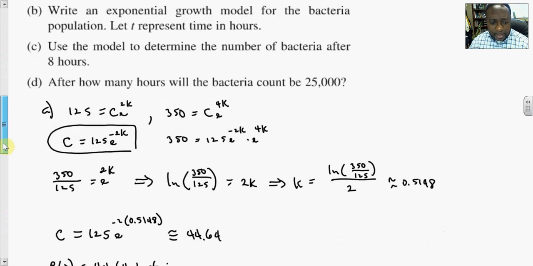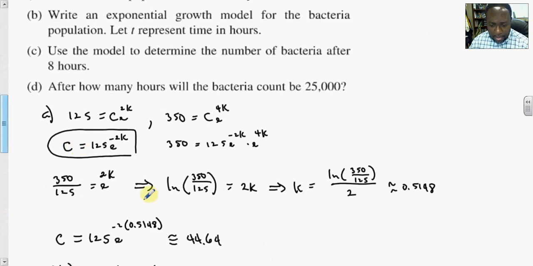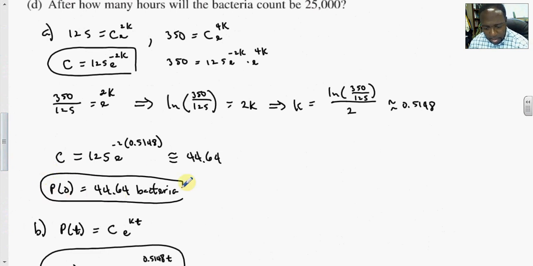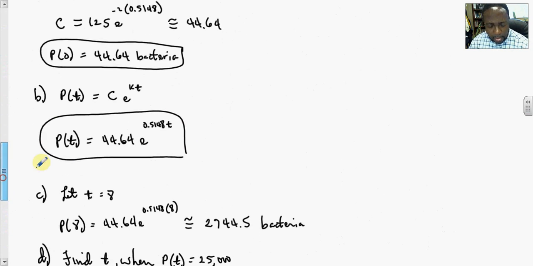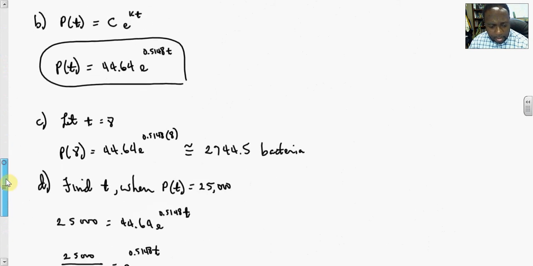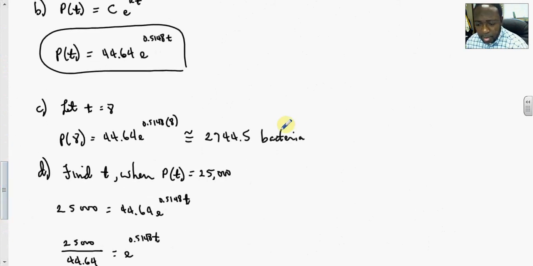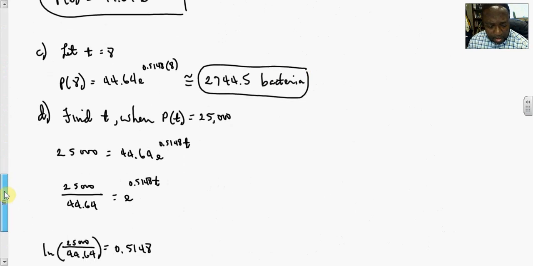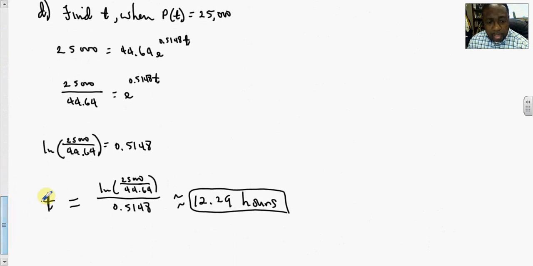So we got the answers. Part A, here the initial bacteria is that. Then part B, this is the formula. Part C, if t is equal to 8 hours, the number of bacteria is there. And then part D, if they give you the number of bacteria, can you find the hours? And you found it right there.